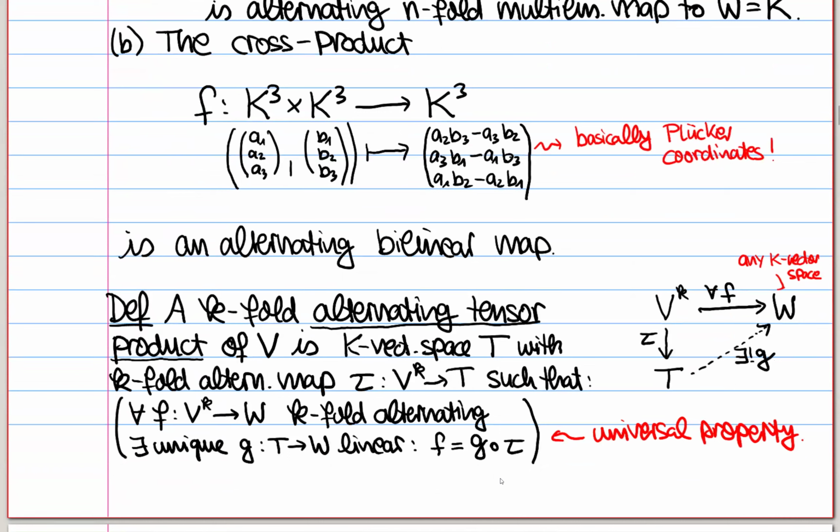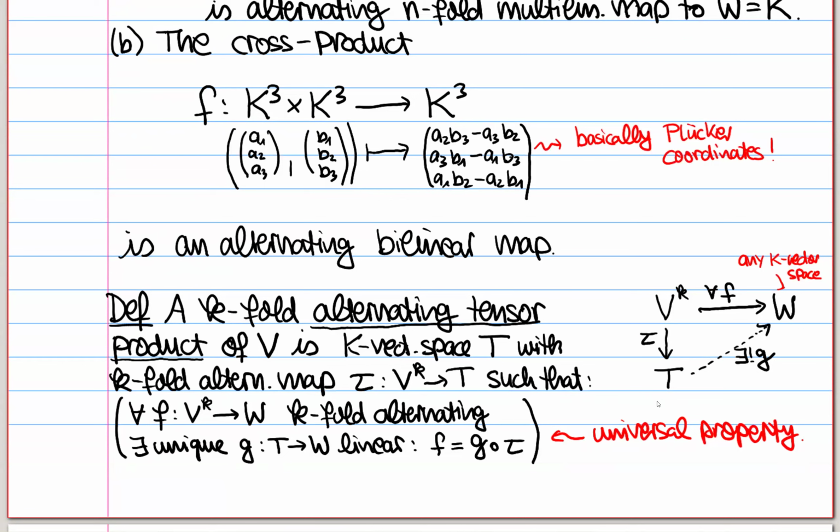And then we have a general definition which says that a k-fold alternating tensor product of V is a k-vector space T, together with a k-fold alternating map tau from V^k to T, such that we have one of these universal properties, namely, whenever we have another k-fold alternating map to a vector space W, this map uniquely factors through T via a linear map g from T to W. So whatever we give here, we can always factor through this T. In a certain sense, this is the minimal such alternating tensor product that you can write down.